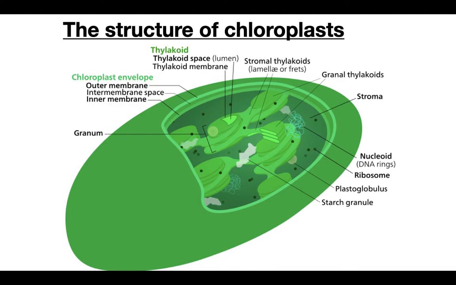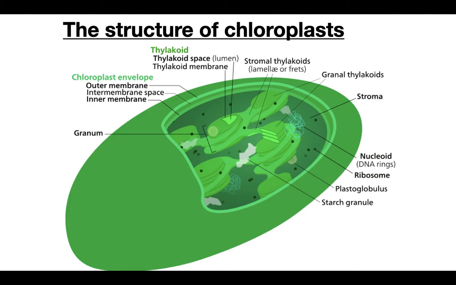Let's start with a little bit of an introduction to the structure of a chloroplast. Now, the chloroplast is an organelle inside plant cells where all of the photosynthesis happens. If we start on the very far left where it says chloroplast envelope, you see it has an outer membrane, an intermembrane space, and then an inner membrane. So it's got a double membrane. It has two separate membranes.